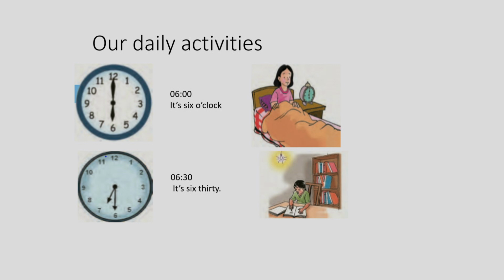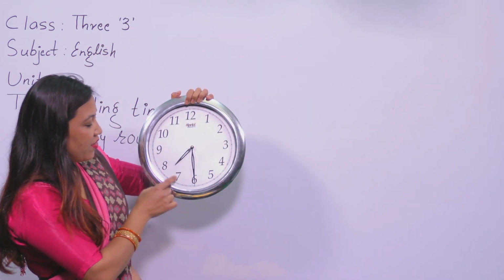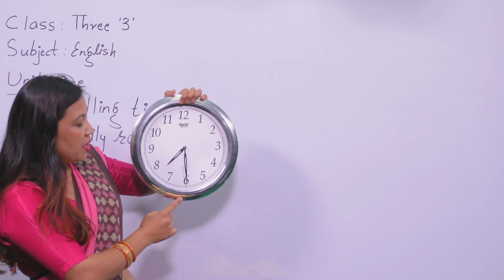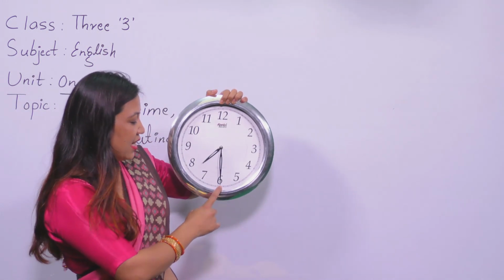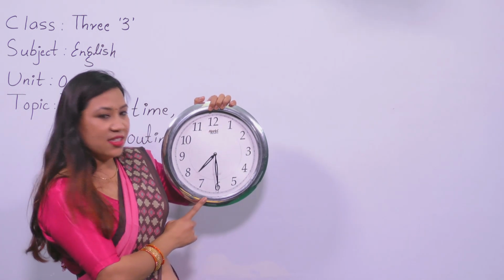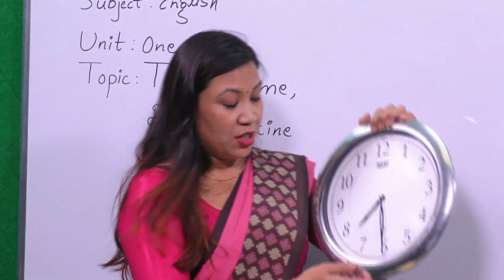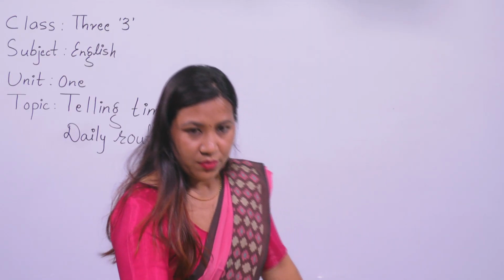So similarly, if the hour hand is in between 7 and 8 and the minute hand is pointing at 6, can you tell me what time it is? Good, it is 7:30. Good. Okay. Next.